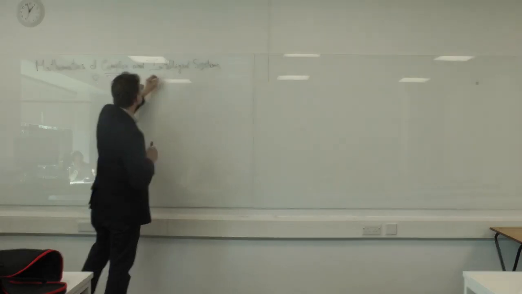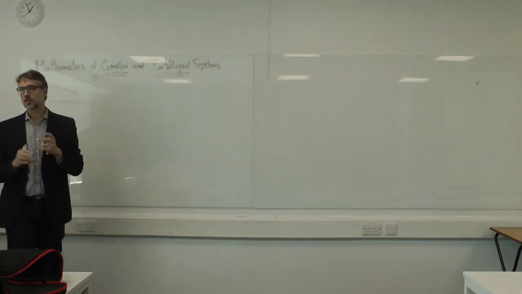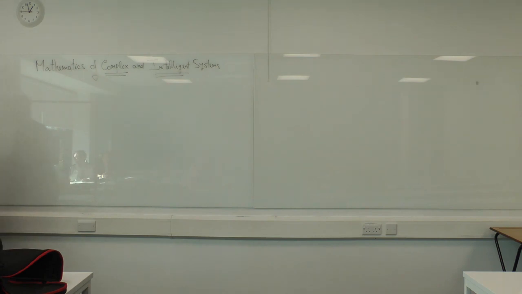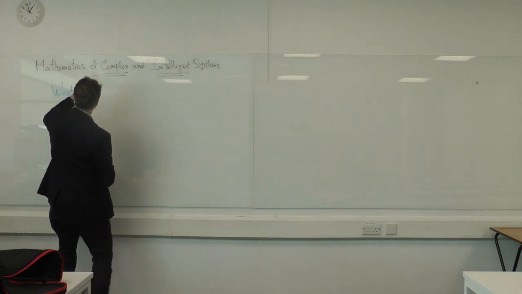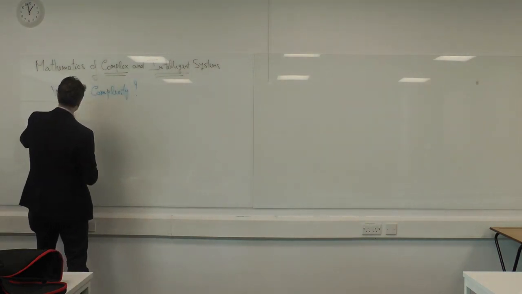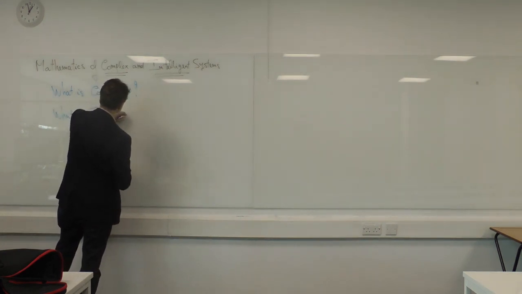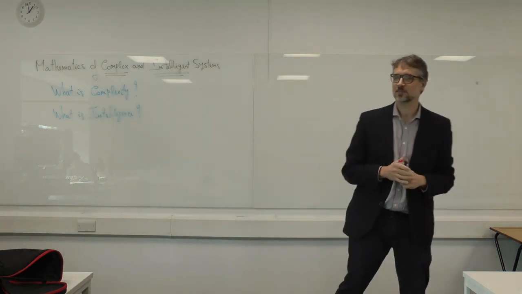So, mathematics of complex and intelligent systems. Basically, we want to try to address two fundamental questions. So here, what is complexity? What is complexity? And what is intelligence? These are actually two very difficult questions, right?